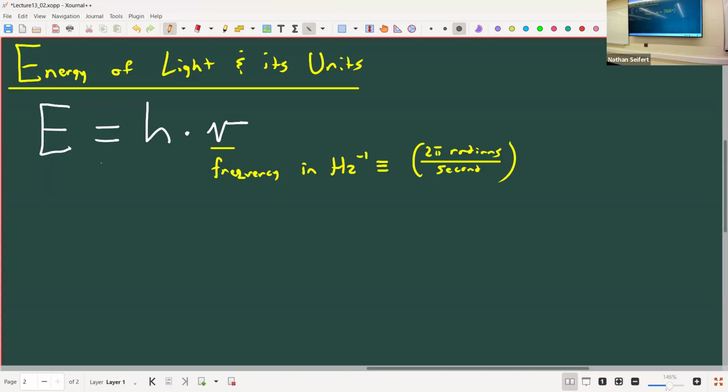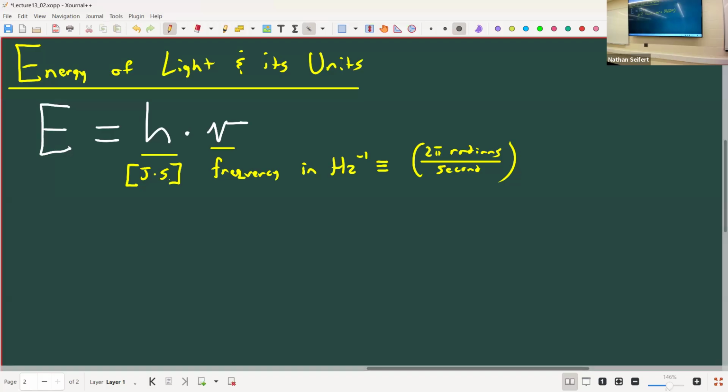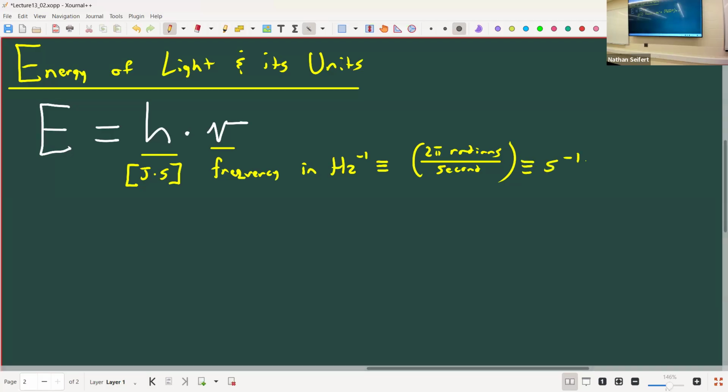Energy, of course, here is in joules. Right? The units of h are joule seconds. And of course, another way to write hertz is just inverse seconds. Right? So E is in joules. Joule seconds times inverse seconds is joules.